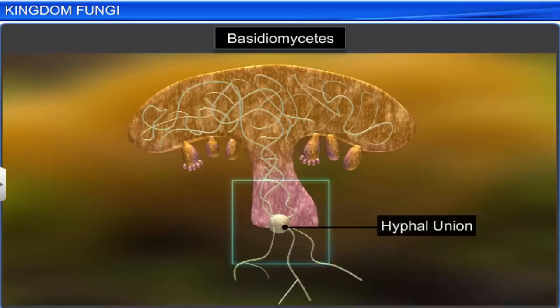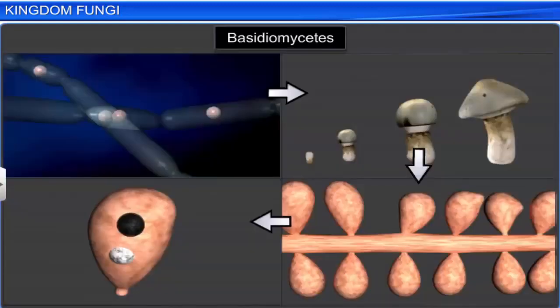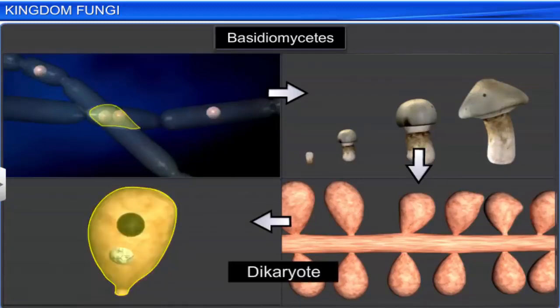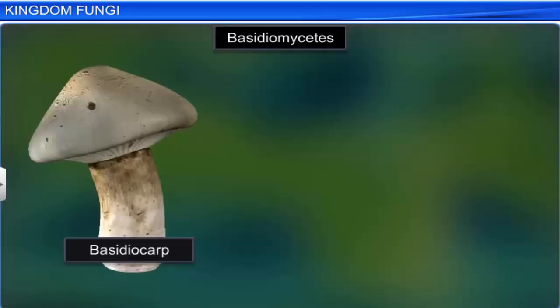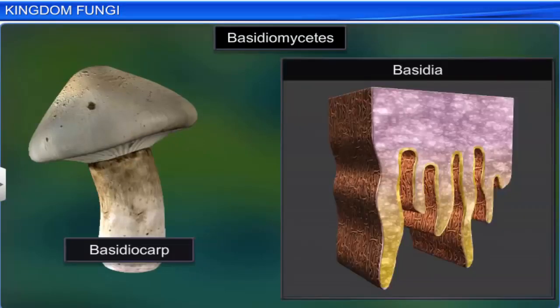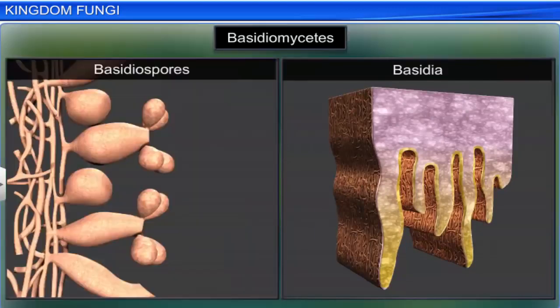In the plasmogamy stage, two somatic cells of different genotypes fuse to form a dikaryote. The dikaryotic mycelium gives rise to the fruiting body called the basidiocarp, on which basidia arise and produce basidiospores exogenously as a result of meiosis.